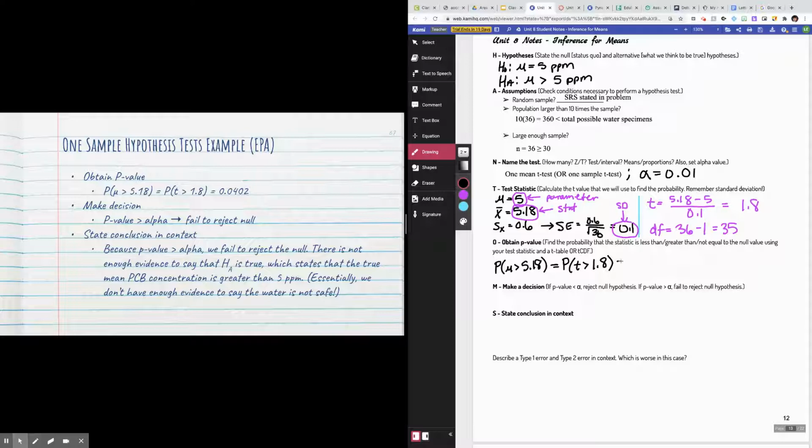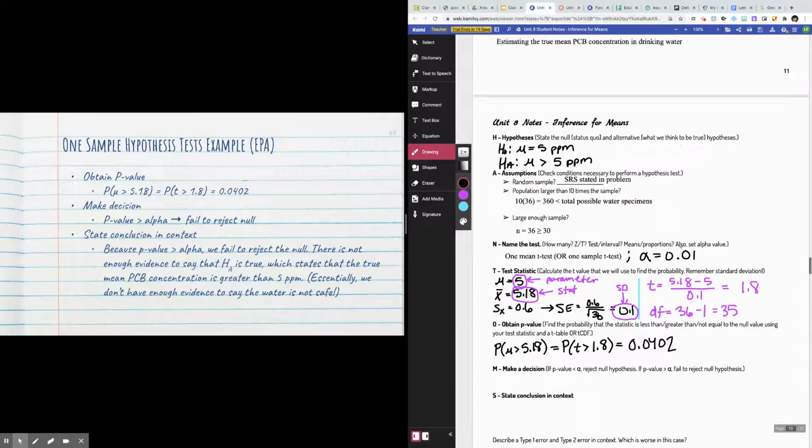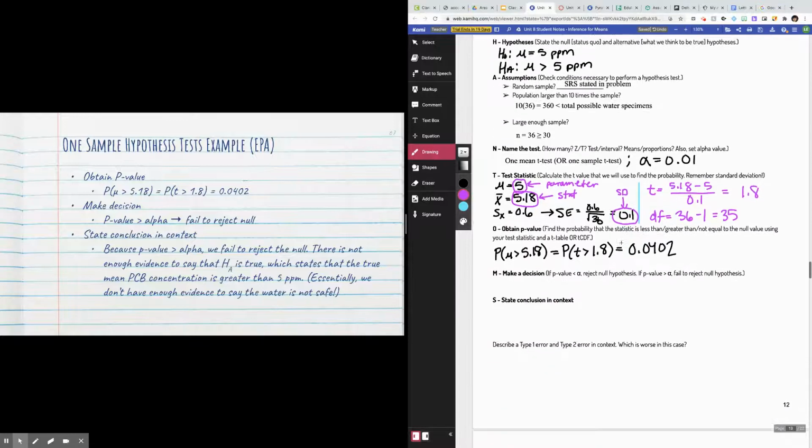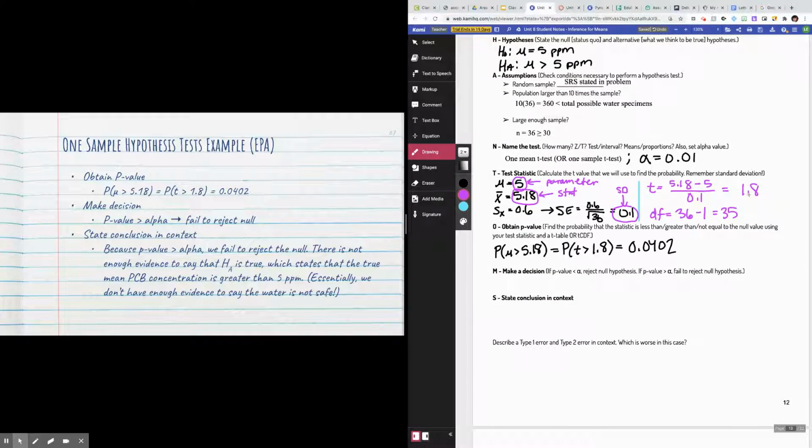Okay, so I plugged this into my calculator in order to get this number, 0.0402. I followed this calculator path right here. I went on my TI Inspire, clicked the menu button, hit statistics, distributions, and tCDF. I plugged in my t value, the 1.8, and I plugged in my degrees of freedom, right? And then it spat this number out at me.